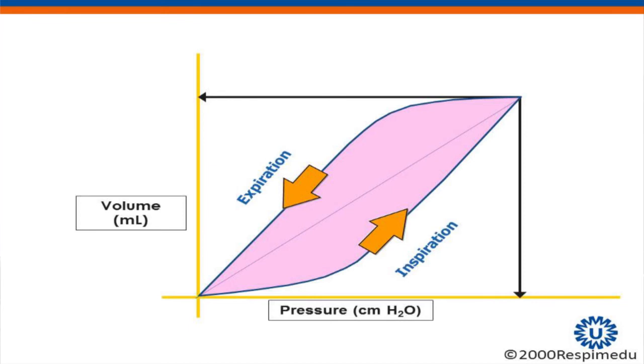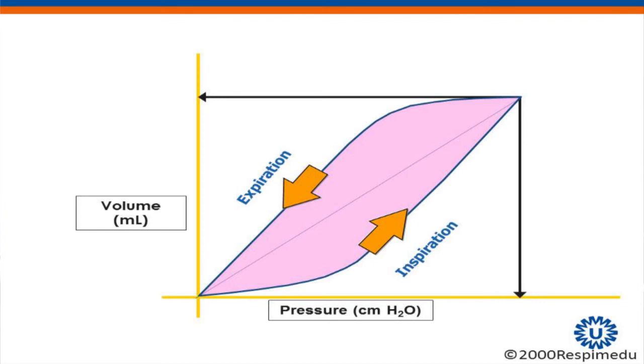Why is it strange that the loop starts here? Zero pressure. Yeah, there must be some pressure. There must be some PEEP. Inspiration, expiration. What do you think will happen with this loop when compliance is changing?